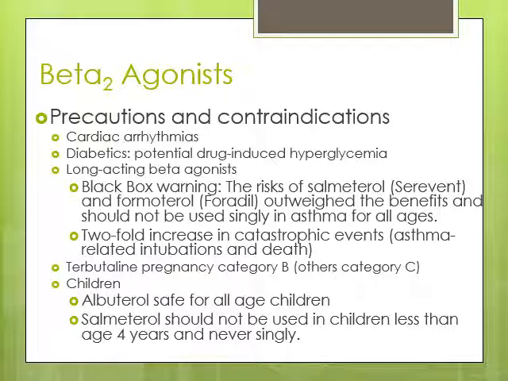Terbutaline, pregnancy category B, and so that's easy to remember. It is a category B and the rest are category C. With children, albuterol is relatively safe in children, and salmeterol should not be used in children less than 4 years of age and never as monotherapy. And monotherapy means it's the only medication used. Also, with your older population, you might need to use lower doses of your bronchodilators.